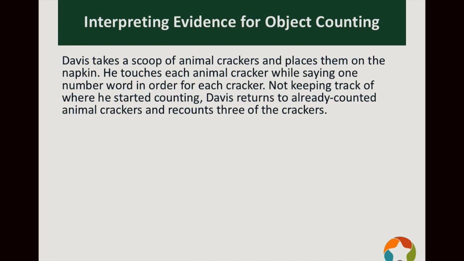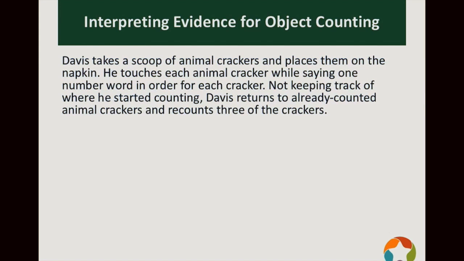Davis takes a scoop of animal crackers and places them on the napkin. He touches each animal cracker while saying one number word in order for each cracker. Not keeping track of where he started counting, Davis returns to already counted animal crackers and recounts 3 of the crackers.